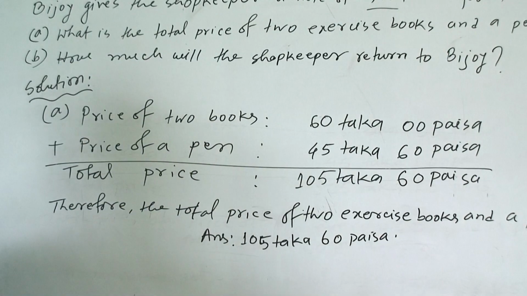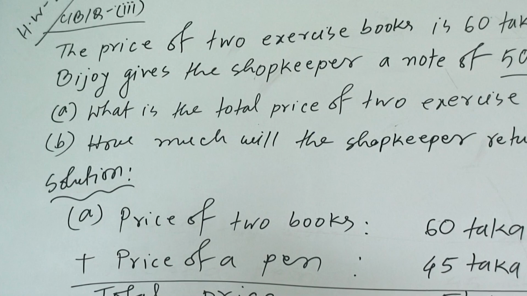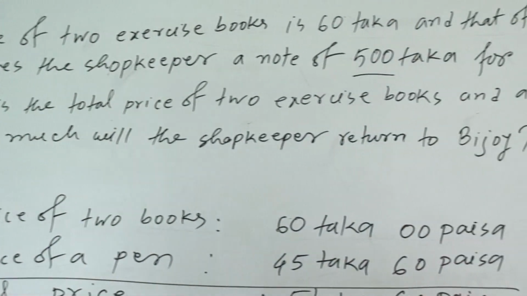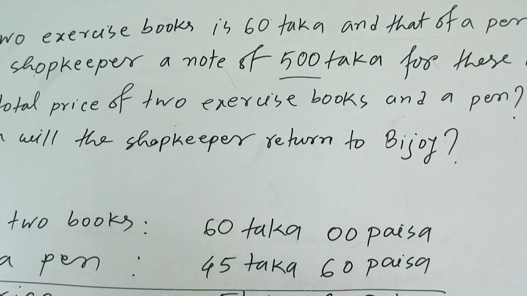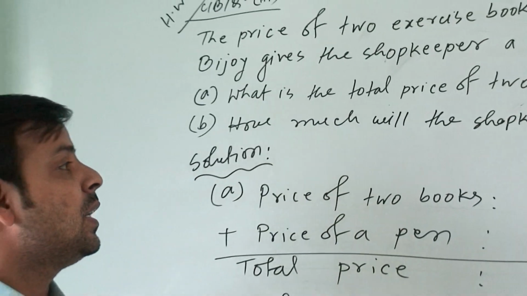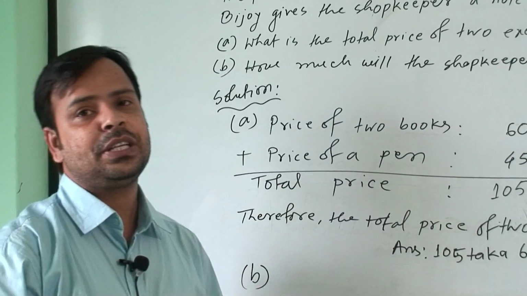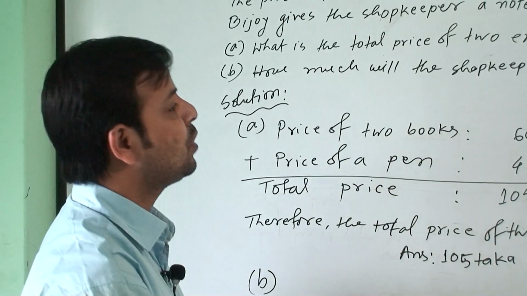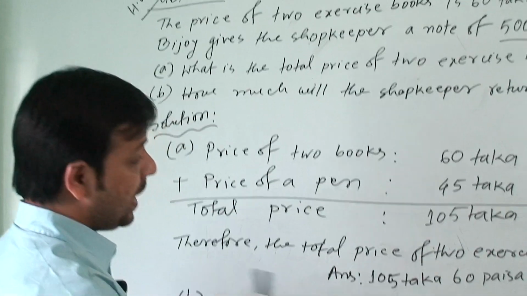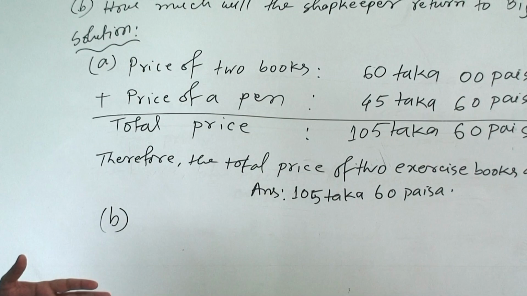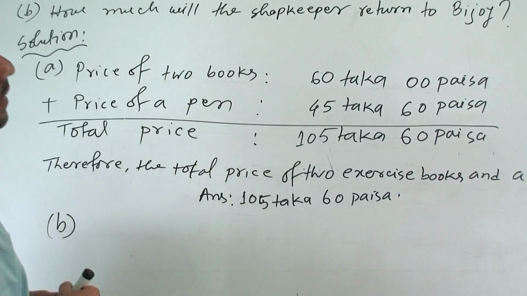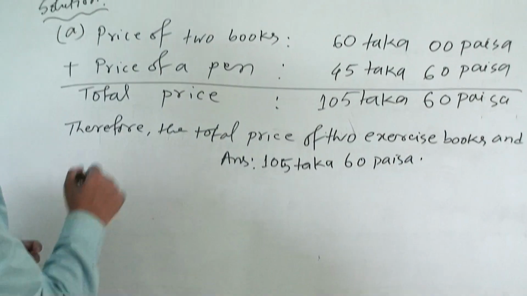Now I will solve question B. What is question B? Question B is how much will the shopkeeper return to Bijay? It means that we need to find the amount of money the shopkeeper will return to Bijay. Bijay gave the shopkeeper 500 taka, and the total price of books and pen is 105 taka 60 paisa that we get from A.